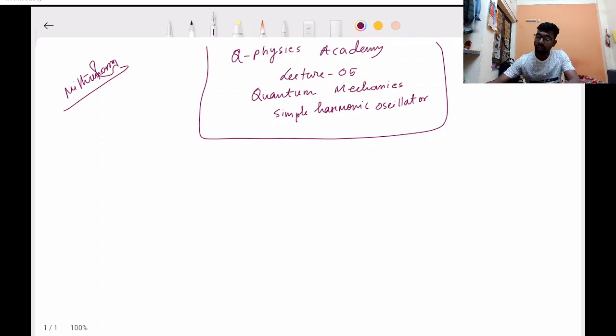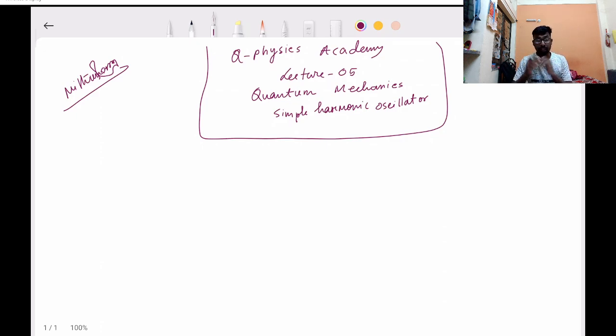This lecture is based on simple harmonic oscillators. In the previous lectures, we have discussed the lowering operator, the raising operator, as well as the eigenfunctions of the ground state, first excited state, and second excited state, respectively.